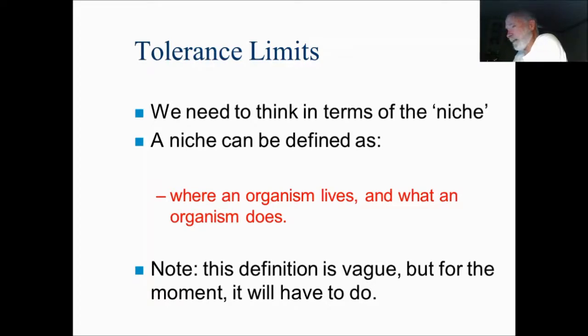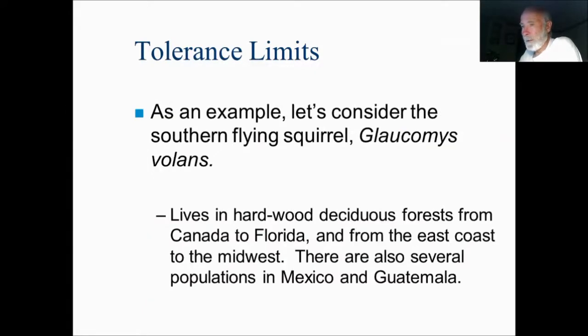Jonathan Roughgarden, when he was at Stanford, his doctoral dissertation, which was completed at Harvard, was a mathematical treatment and definition of the niche. And that's far beyond our abilities in this course to deal with. But for our purposes, and in general for most biologists, we simply think of the niche as where an organism lives and what it does. And by where it lives, I don't mean your street address. I mean what habitat, what environmental conditions are you living under. Okay, so it's a vague description, but it's the one that we'll have to do for the moment.